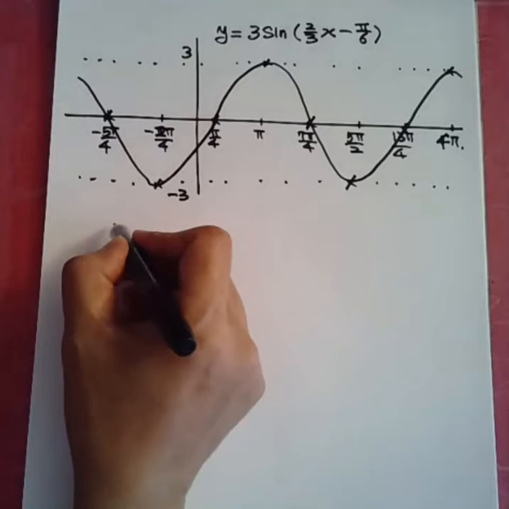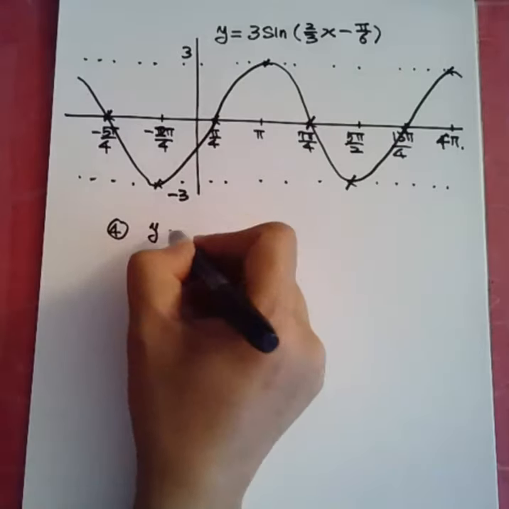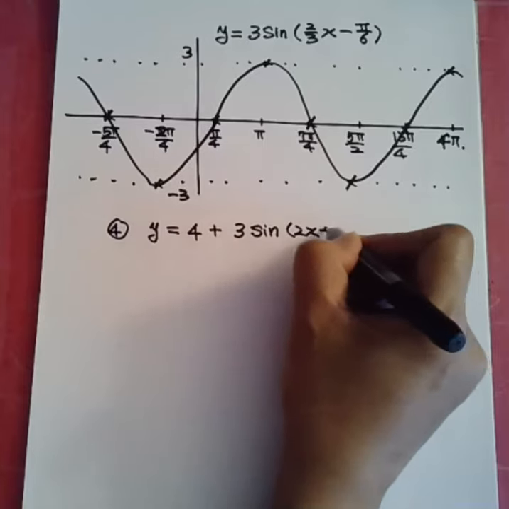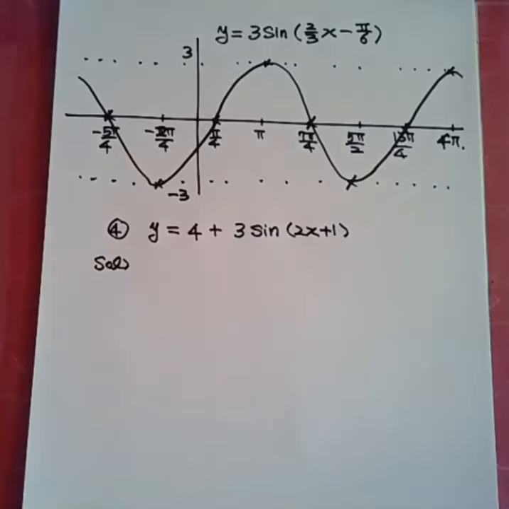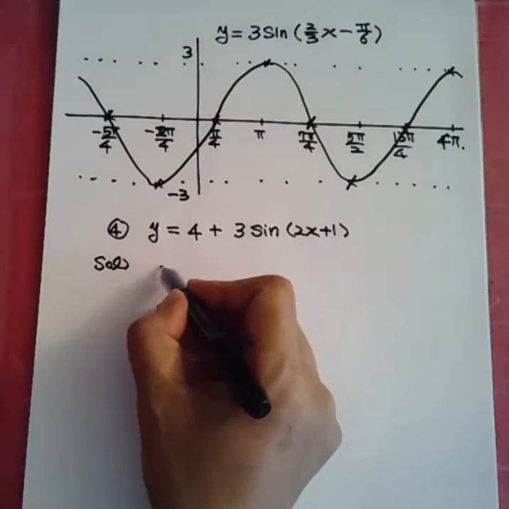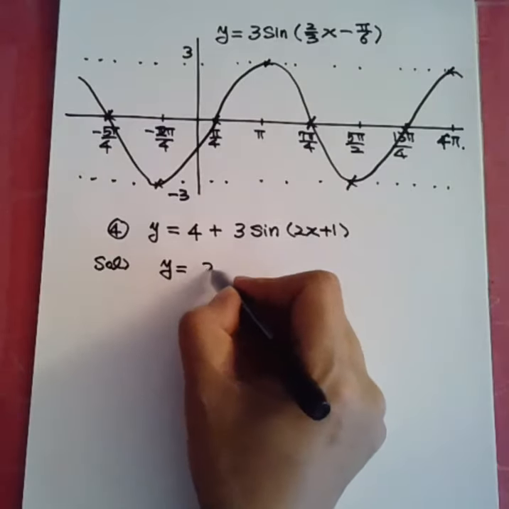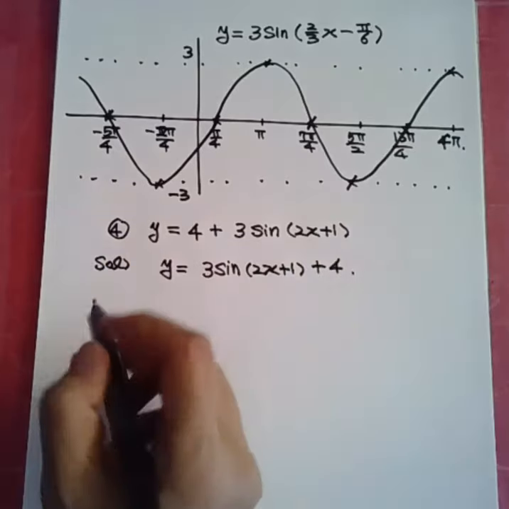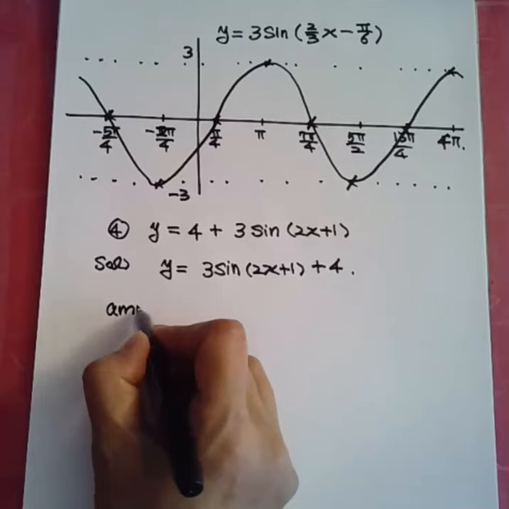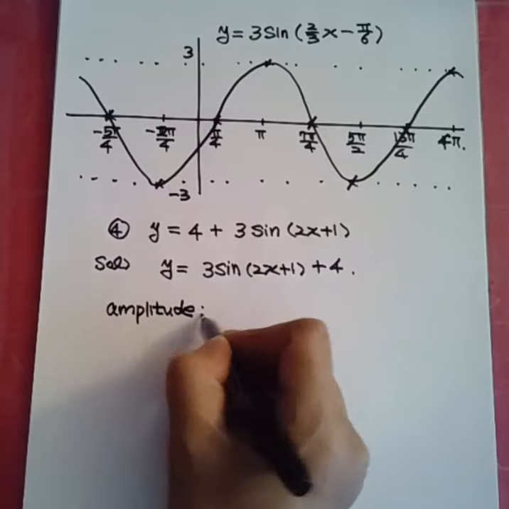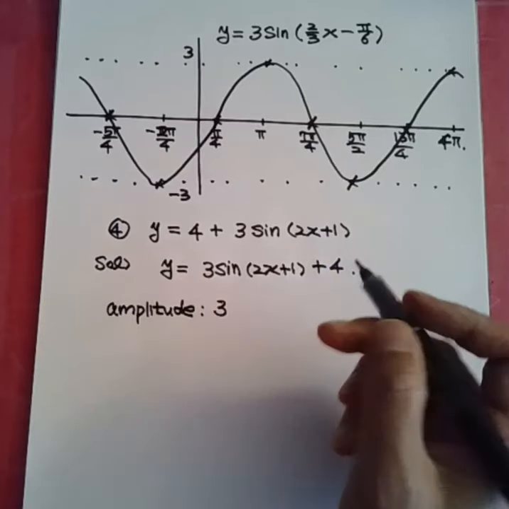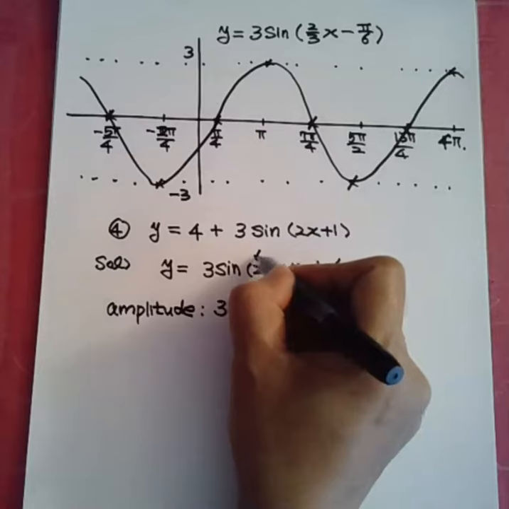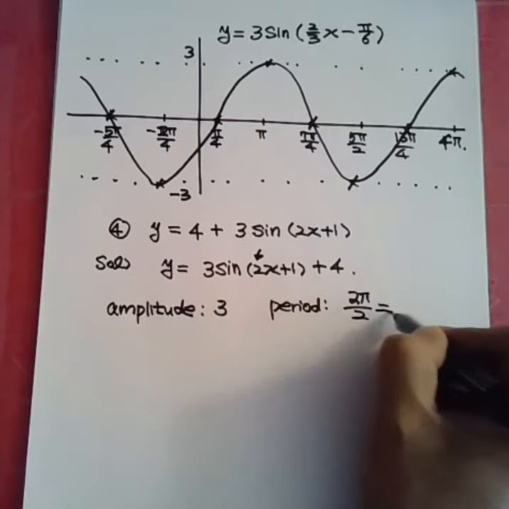The next graph will contain all the transformations. y equals 4 plus 3 times sine of 2x plus 1. If we change that to the standard form, then that looks like y equals 3 times sine of 2x plus 1 plus 4. So the amplitude, which is determined by the number multiplied to sine, will be 3, and period, which is determined by this, will be 2 pi over 2, which is pi.